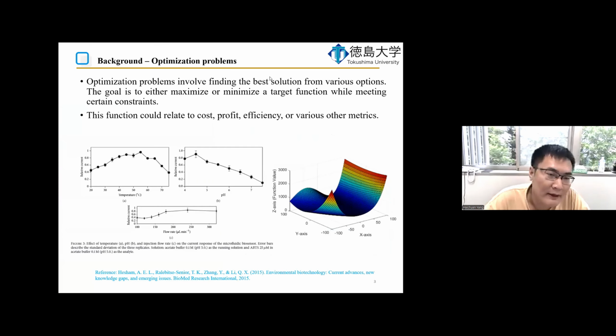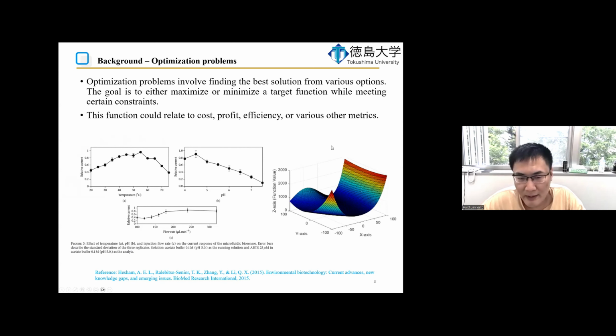Optimization problems involve finding the best solution from various options. The goal is to either maximize or minimize the target function while meeting certain constraints. Here is the figure. In the figure, we can find that if we want to get the maximum value of the current, then we should set the temperature at 55. So this is the optimization process, and this figure A is a one-dimensional solution space. And if we consider the temperature and pH at the same time, then the solution space will become a two-dimensional solution space on the right side.